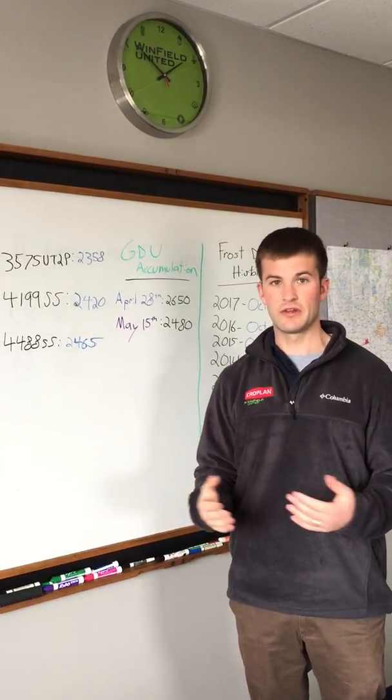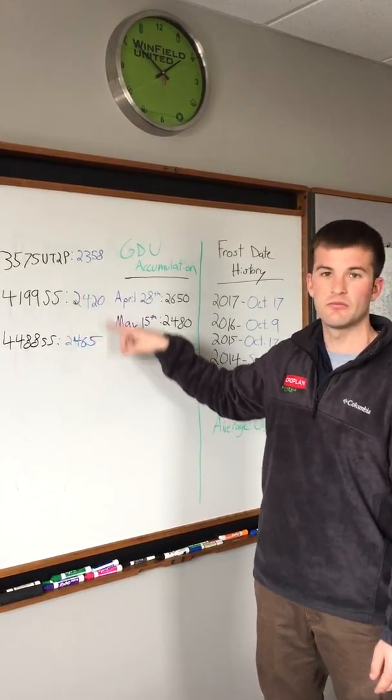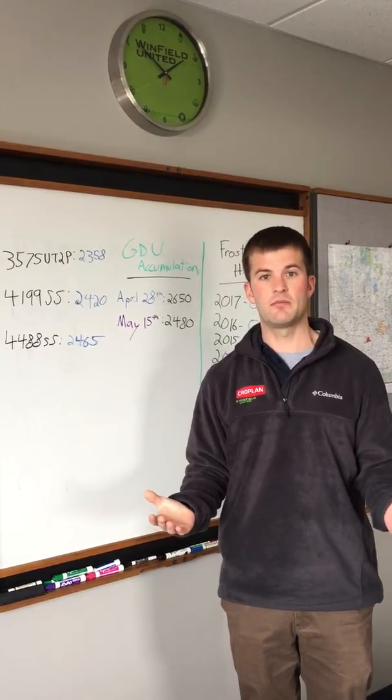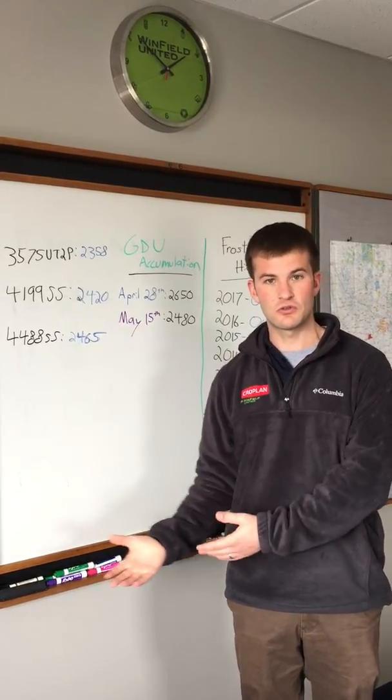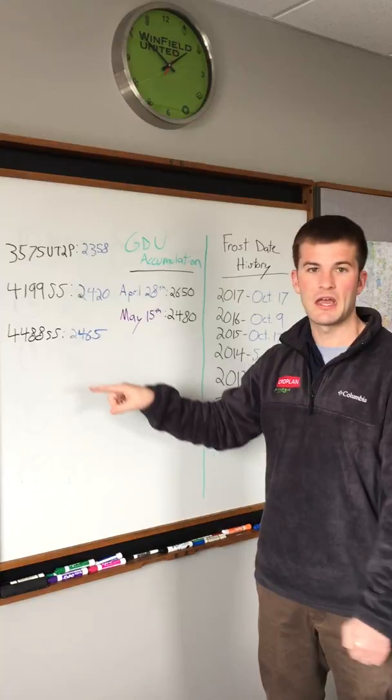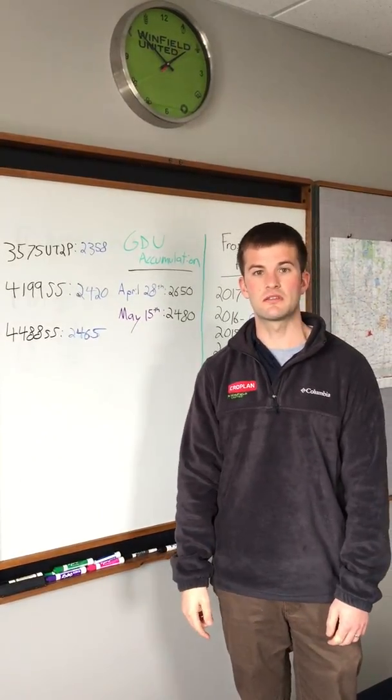Now, of course, we still want to spread our risk by planting different relative maturities because there's other things to think about, like tassel date, when does our extreme stress come in, and do we really want to combine corn that's all the same maturity and same moisture.